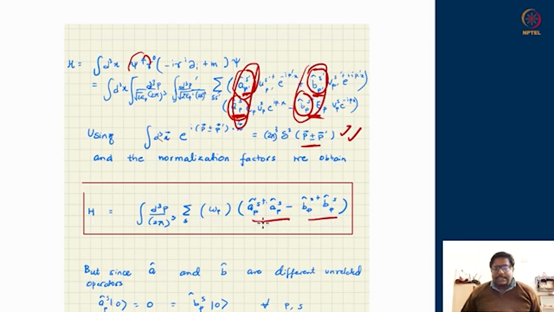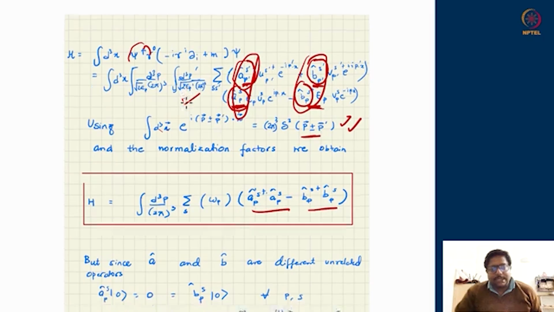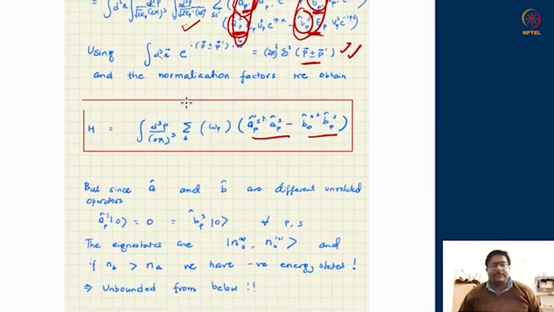So as a simple exercise, you will get this structure: AS dagger AS and BS dagger BS. S takes plus half, minus half values, and P is the integral you will be left with. One of the integrations of the momentum has been taken care of by the delta function, but you will be left with one of the integrations at hand. Now let us stare at the Hamiltonian we have. The Hamiltonian we have is almost like the harmonic oscillator Hamiltonian, which has a number operator, and this is the frequency they come up with.